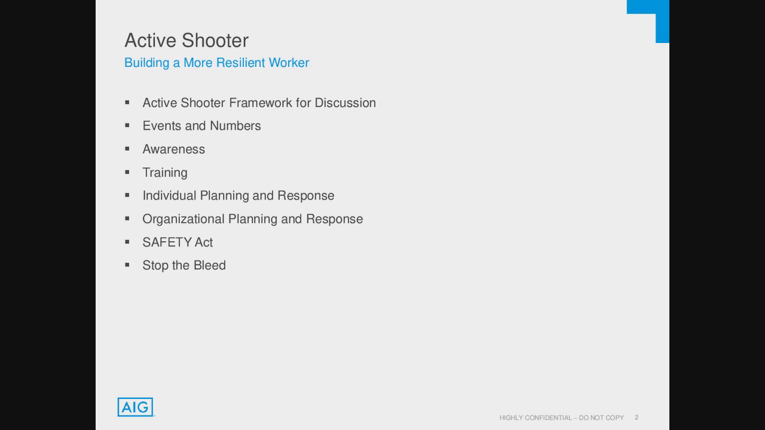So we're going to talk about the active shooter framework. We're going to talk about events and numbers, awareness, training, individual planning and response. We're also going to touch on organizational planning and response, the Safety Act, and then Stop the Bleed.